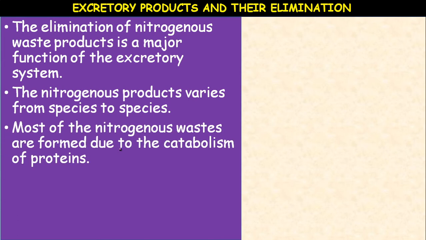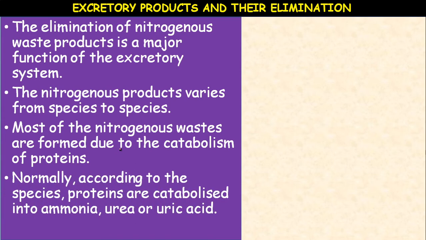Most of the nitrogenous wastes are formed due to the catabolism of proteins, the breaking down of proteins. Normally, according to the species, the proteins are catabolized into ammonia, urea, or uric acid. There are three types of nitrogenous waste materials produced by the living organisms or animals. What are they? Ammonia, urea, and uric acid.